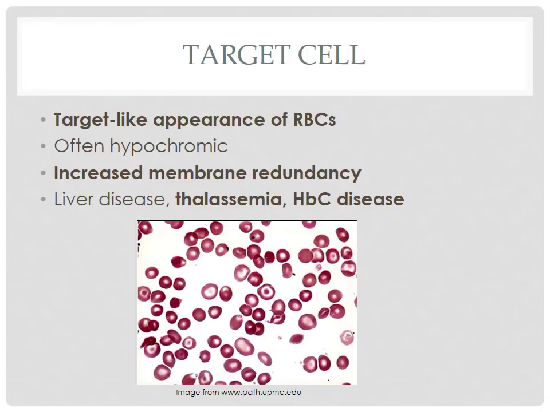Target cells on peripheral smear. Target cells have an obviously target-like appearance of the red blood cell. Very often these cells are also hypochromic, or they have some pallor as well. This is due to increased membrane redundancy. For these, the primary thing you should be considering is specifically thalassemia. And some examples of the target cells on here. So there's one here, there's one there, example there, example there. And again, these are going to be very typically seen in thalassemias.